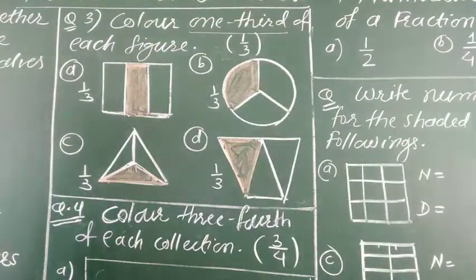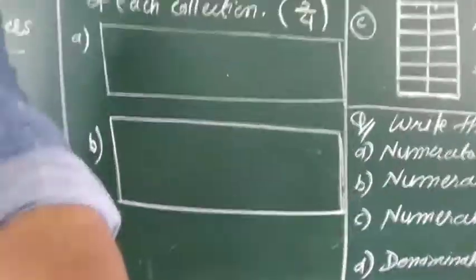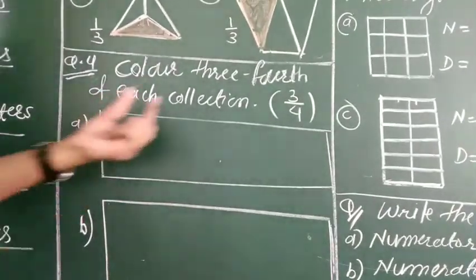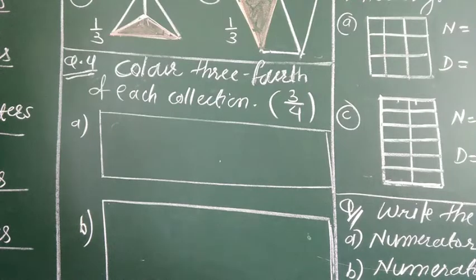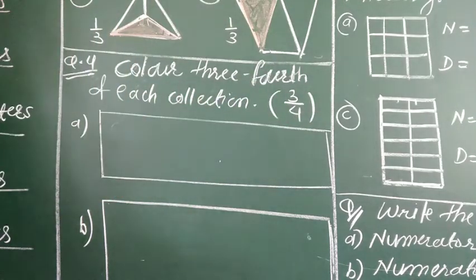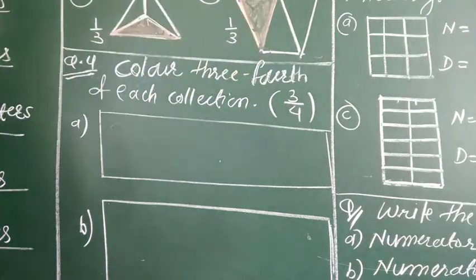Now next question, देखिए बेटा, question 4. See, color 3/4 of each of the following collections. यहाँ पर जो कुछ कलेक्शन दिया होगा उस कलेक्शन का 3/4 आपको कलर करना है. Means 4 parts are there. Out of 4 parts, 3 parts you have to take to color there.